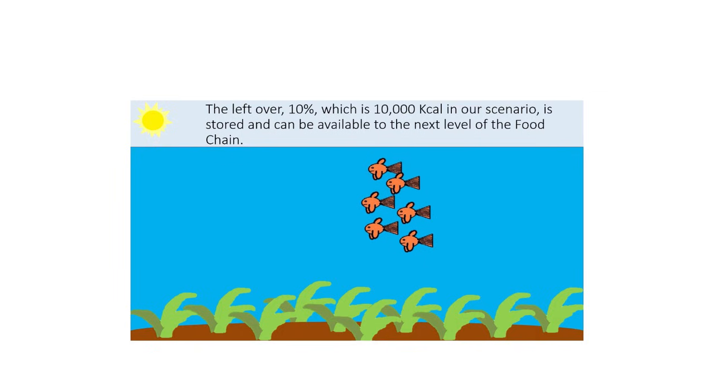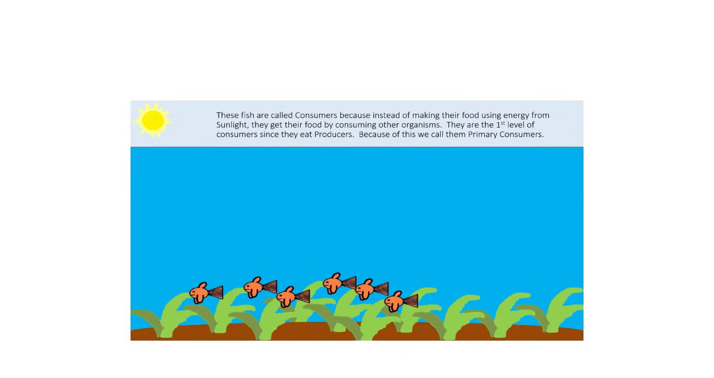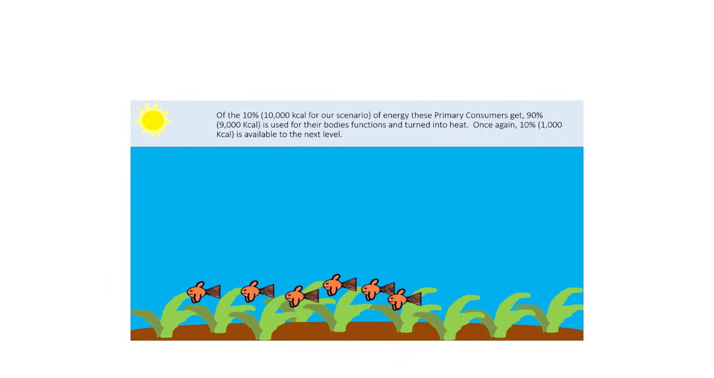So here's our next level. They're coming in. They're going to eat the producers and receive some of that energy, which we talked about, 10% is available to them. Okay. Now, of that 10%, they are going to use about 90% for their body functions. And that 90% will be turned into heat and will be released and not available anymore to the ecosystem. But 10% will be stored inside of the organism, which in our scenario would be 1,000 kilocalories. So we started with 100,000 kilocalories, we went down to 10,000 kilocalories, then we went to 1,000 kilocalories of energy.